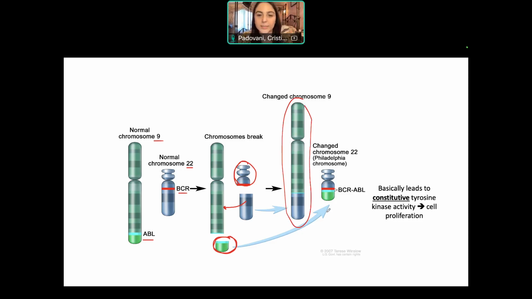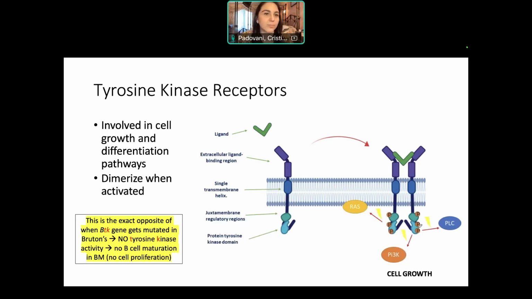After ABL got taken out, BCR gets taken out. So here is your Philadelphia chromosome. So it is a fusion. That's what the red and the light blue is showing, is BCR-ABL. This basically leads to constitutive tyrosine kinase activity, which leads to constitutive cell growth. So think about cell proliferation that never shuts off. There's a cancerous cell. So there's your Philadelphia chromosome.